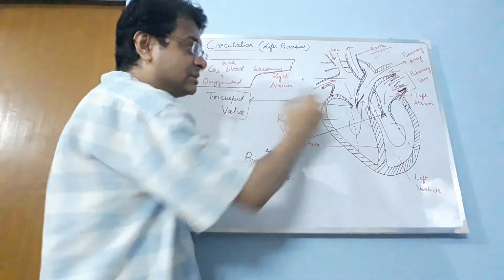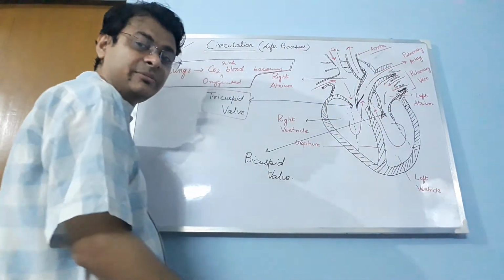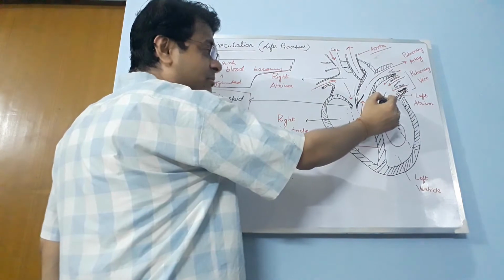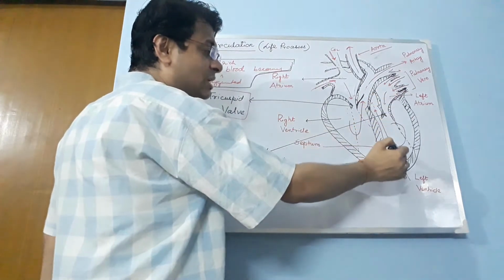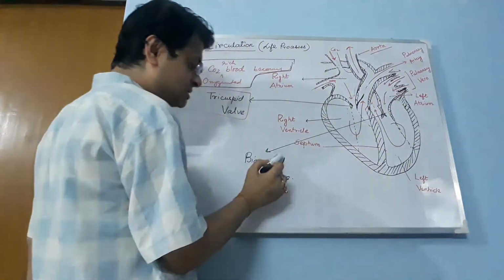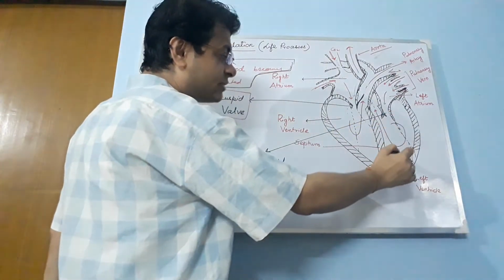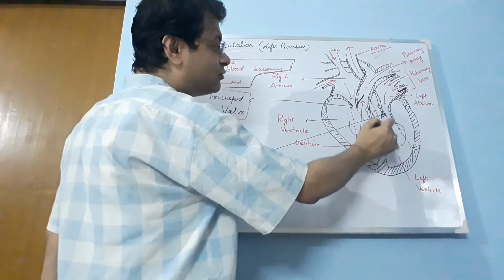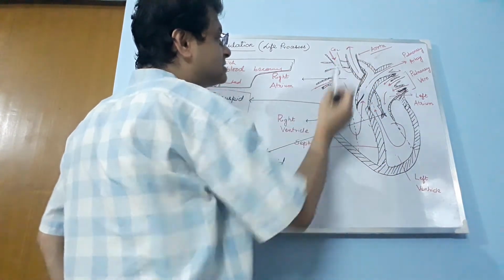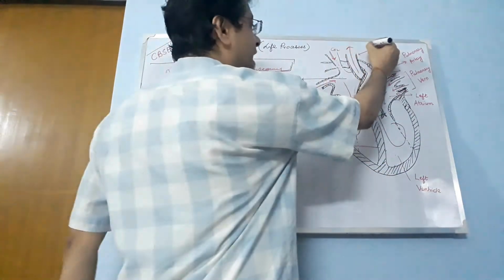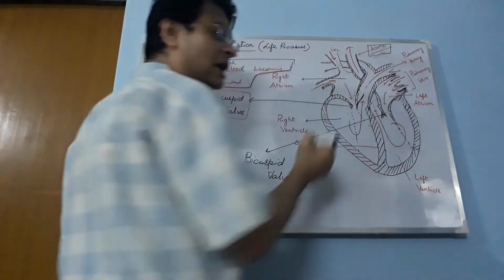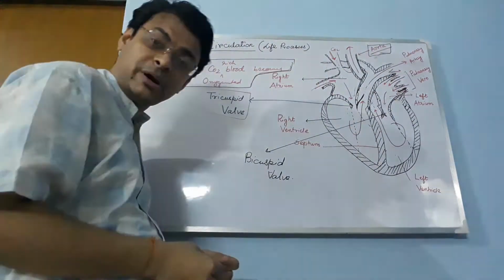As you can see here, this is the left atrium, and from the left atrium the blood flows to the left ventricle via this bicuspid valve, and through this ventricle the blood flows to this part, it is the aorta. This is the aorta, and from this aorta it goes to different parts of the body.